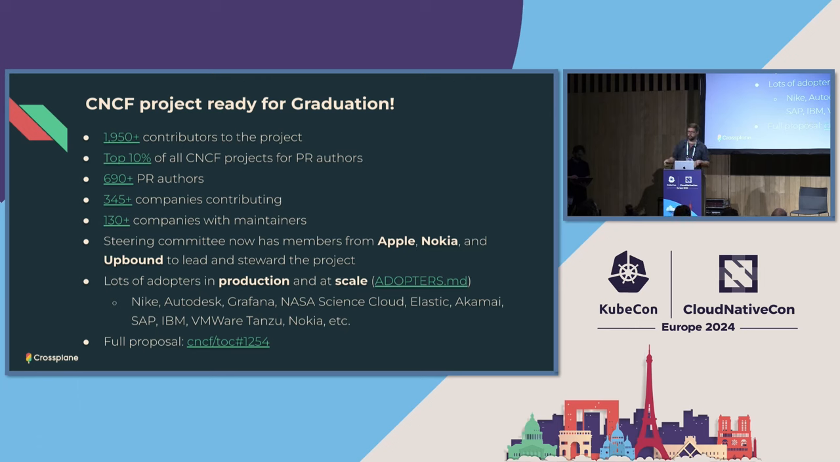We're in the top 10% of all CNCF projects for people that are writing code for it. Almost 700 people have written code for Crossplane, which just blows my mind. It's amazing. Almost 350 companies have contributed something to Crossplane too. So this community is getting bigger. The project is mature. It's amazing to see this growth. And obviously lots of people are using it, right? It's in use in production at scale by lots of companies that you may recognize as well.